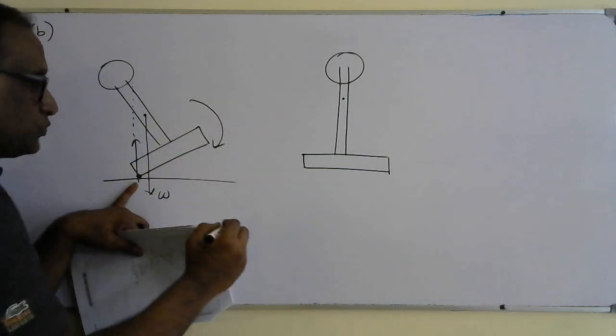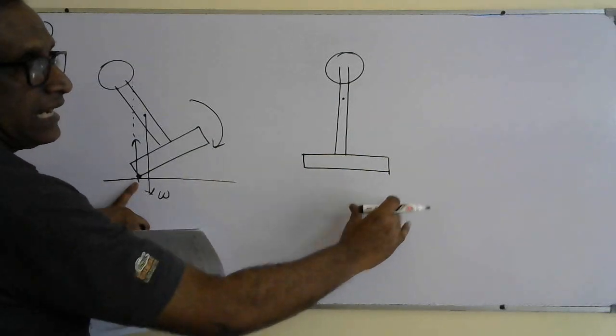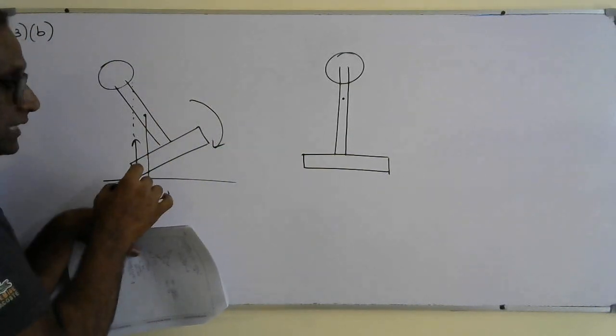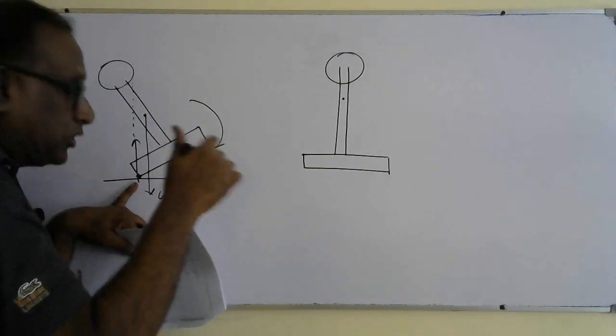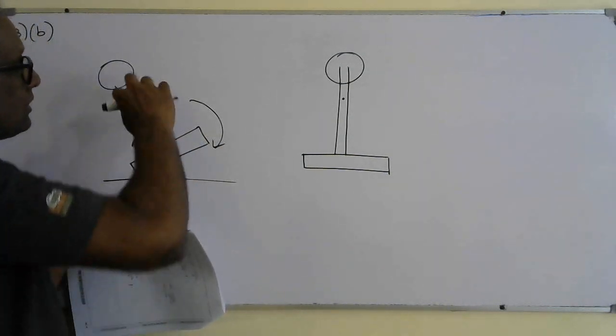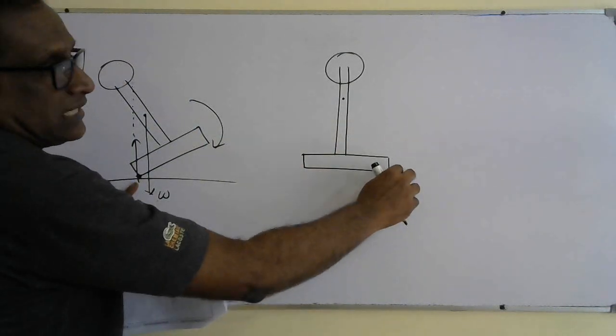When you think about the moment, the turning effect about this contact point, the weight will provide a moment in the clockwise direction this way. So the object will return to the position like this, even if it is tilted a little bit, due to the turning effect by its weight. The center of mass is here, so the object will have a clockwise direction of movement. It will return to this position.